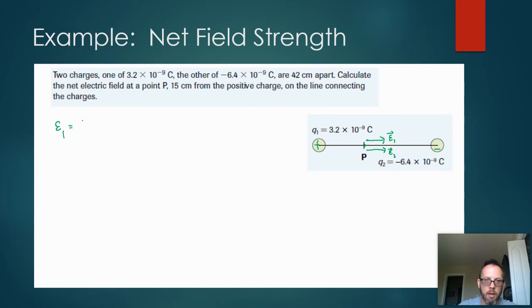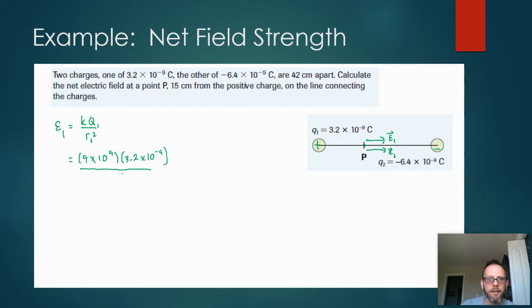So E1 equals kQ over R1 squared. 9 times 10 to the 9. Q1, I should actually maybe write capital Q with a little 1 here, because it's the charge we're using. Our Q will be different for each phase of this problem. But yeah, we're looking at Q1 right now. So that's 3.2 times 10 to the minus 9.